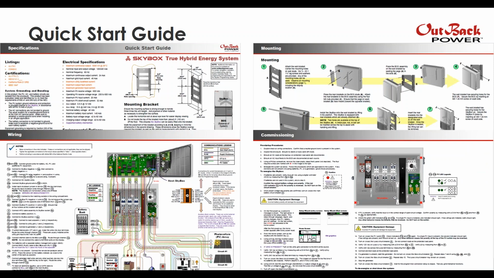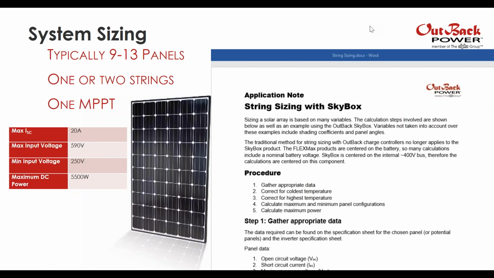Okay, we've put together a quick start guide. It's a simple 4-page quick start. It steps through where to hang the mounting bracket up on the wall, and it spends a lot of time showing you the wiring diagram in case you need that too. So all of that documentation is done and ready to go. And then we've put together an applications note on string sizing should you need it. You typically do something like 9 to 13 panels in 1 or 2 strings, and SkyBox has a single MPPT.